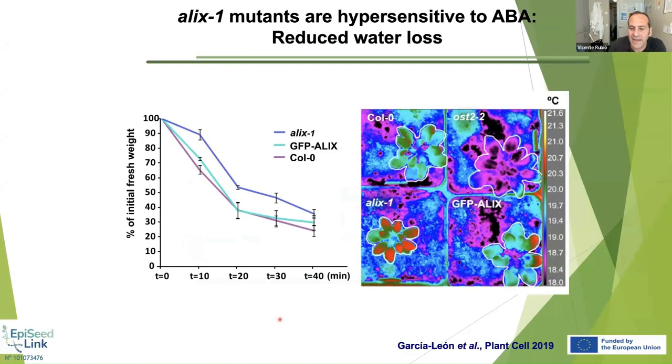At the level of stomata, a role for Alex can also be observed. Here are infrared images that show foliar temperature. This is the Columbia wild type. This is a mutant that has constitutively open stomata, so the leaves are pretty cool. And here we have our Alex mutants, and they have very closed stomata, and the foliar temperature is higher.